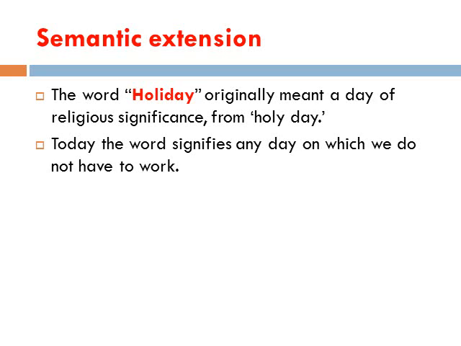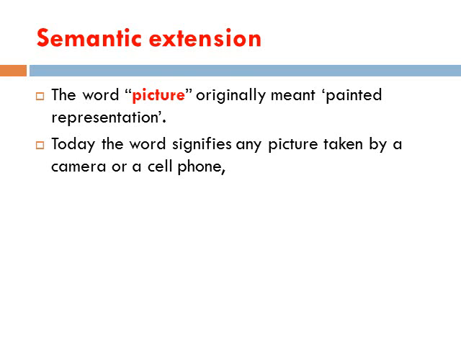Another example for semantic extension is the word holiday. It originally meant a day of religious significance, from holy day, but now the word signifies any day on which we do not have to work. So basically the word holiday, as we could see, has experienced semantic extension. Another example is the word picture, which originally meant painted representation. The word now signifies any picture taken by a camera or a cell phone, so it's not necessarily painted.